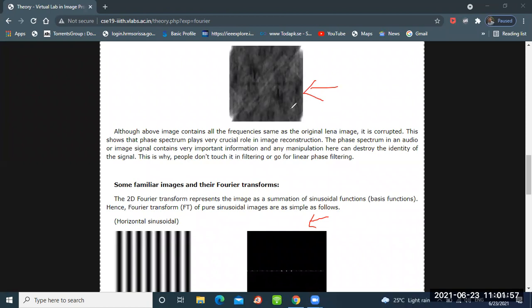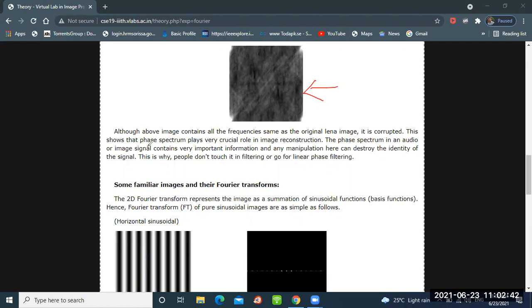Although the above image contains all the same frequencies as the original Lena image, it is corrupted. This shows that the phase spectrum plays a very crucial role in image reconstruction. So we can conclude that to reconstruct images, the phase angle plays a very vital role. If you ignore the phase angle, you may not get the original spectrum, or we can say we cannot get the original reconstructed image. So we cannot ignore that part.